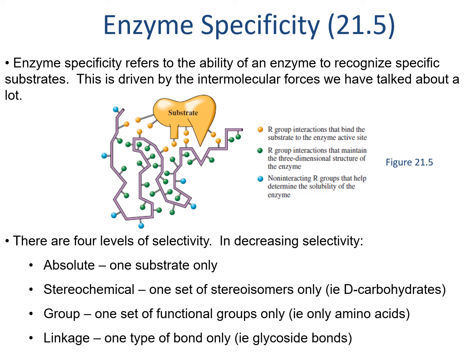We can also see group specificity. Group specificity is where we only react on one set of functional groups, like amino acids, or linkage specificity where we only have one type of bond. So we might have acetyl functional groups that are not glycoside bonds that can't be reacted by an enzyme with linkage specificity, but they might react with glycoside bonds specifically.